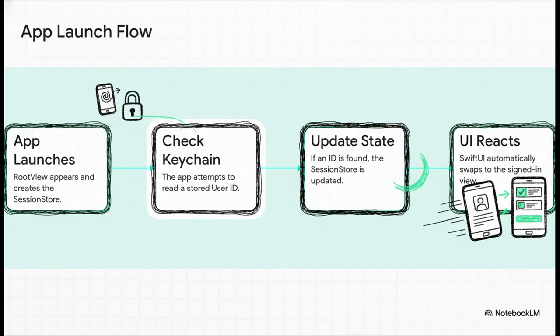Check this out. The app launches. The root view immediately tries to read the user ID from the keychain. If it finds one, bam, it updates the session store. And because our main view is watching that store, SwiftUI just automatically redraws the screen, swapping out the login view for the home view. It's instant, no messing around with manual navigation code.